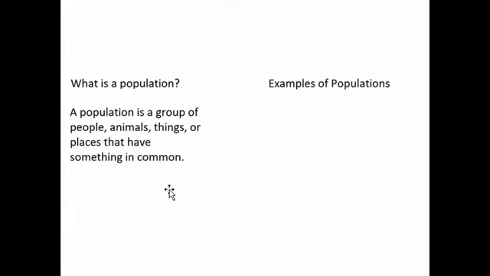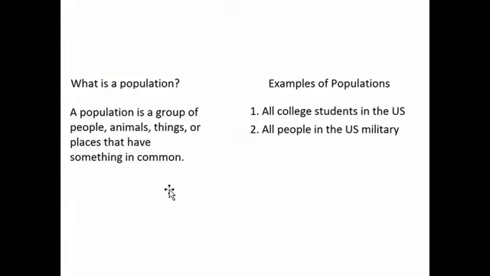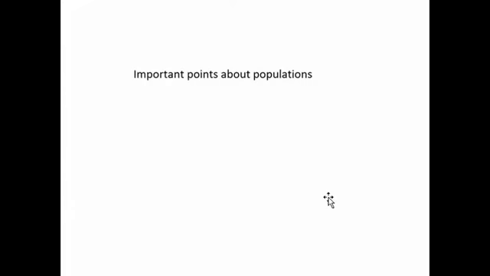Here's some examples. All college students in the U.S. are a population because they have something in common. All people in the U.S. military are a population, and all people on Facebook are also a population. Each of these is just a different group of people that have something in common with each other. And let's go through some important points about populations.